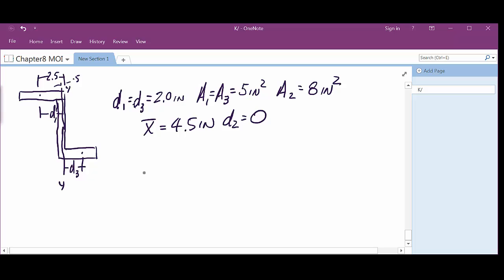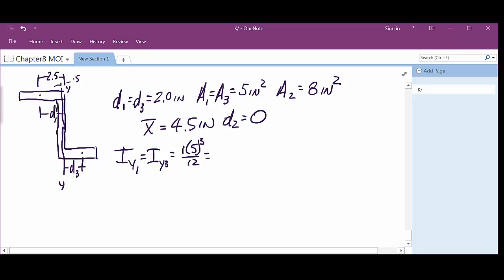What else do we need? We need the moment of inertia of each one, don't we? Moment of inertia of 1 and 3 equals what? The 1 is the height times the base, which is 5 cubed divided by 12. Right? We reverse those, the 5 and the 1.